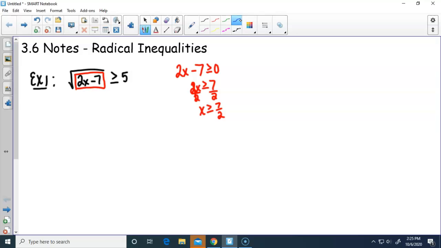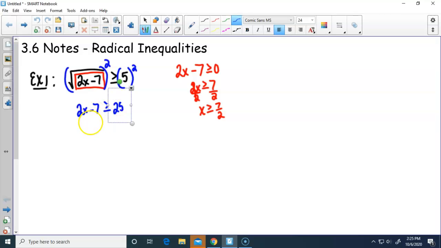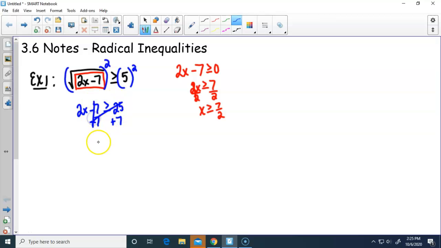So when we want to solve this inequality, we're just going to square both sides of the inequality. And when we do that, we get 2x minus 7 is greater than or equal to 25. And then we are going to add 7 to both sides. So 2x is greater than or equal to 32. And last step here, divide by 2. So x is greater than or equal to 16.